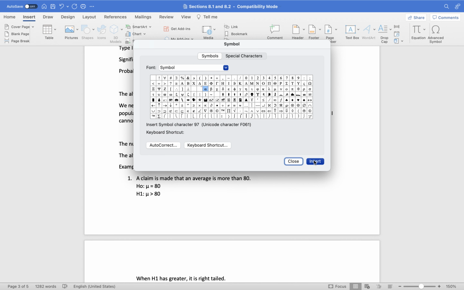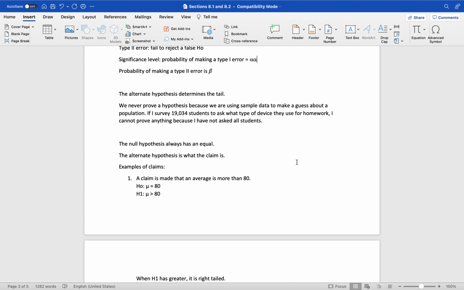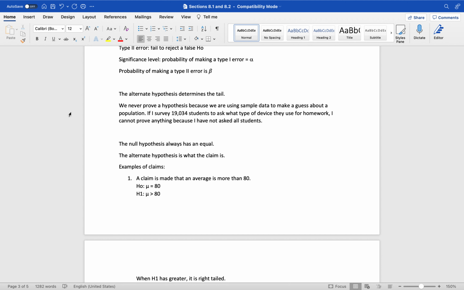Greek letters can be inserted by using the insert advanced symbol. The alternative hypothesis determines the tail. The tail is represented by the probability.